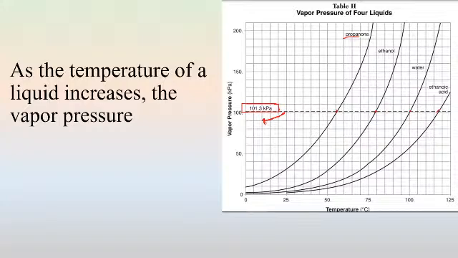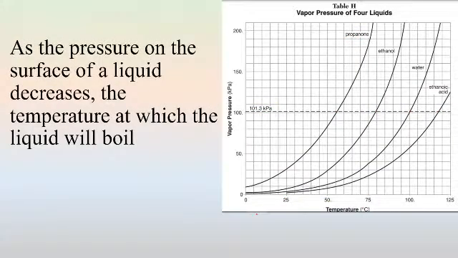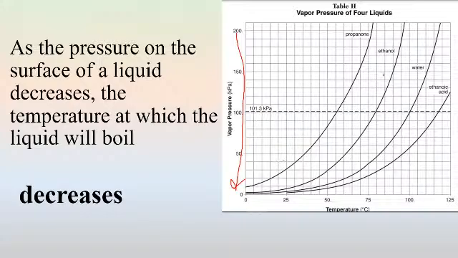That's better. All right, as the temperature of a liquid increases, the vapor pressure does what? So look, as the temperature increases, what's happening to vapor pressure? It increases, okay? As the pressure on the surface of a liquid decreases, the temperature at which the liquid will boil what? So as the pressure goes down, what happens to the temperature at which it boils? It also goes down. Why? Because look at this. At a pressure of 200, propanone boils here. But then if we go down to 50, propanone boils here. So that decreases.